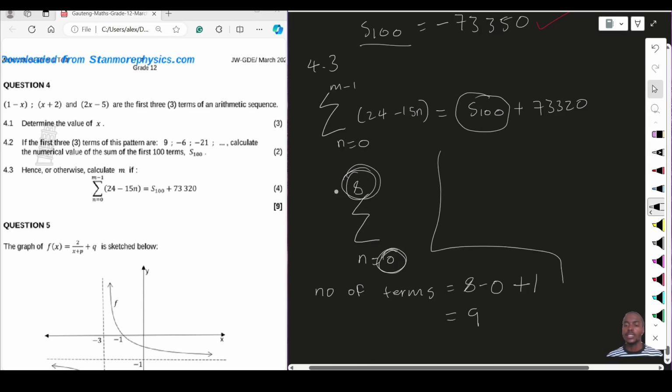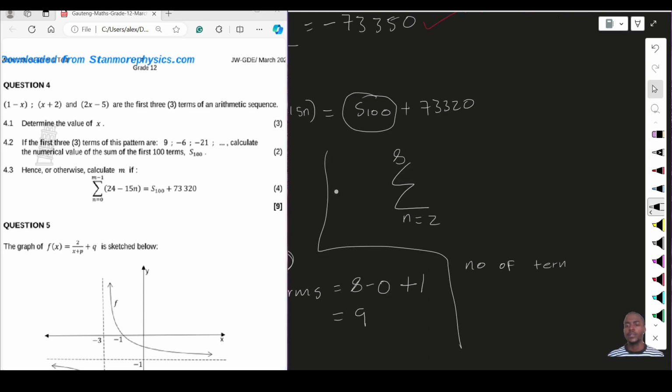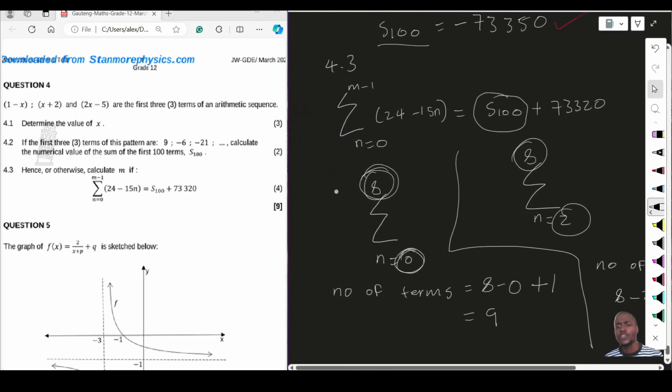Let's do the last example. Let's say we have sigma, n equals 2, up to 8. So how many terms are there? The number of terms equals the top number minus the bottom number plus 1, which is 8 plus 2. No, not plus 2. 8 minus 2 plus 1. So 8 minus 2 is 6, plus 1 is equal to 7. There are 7 terms.